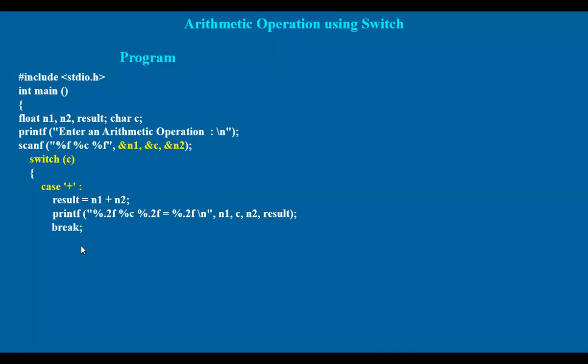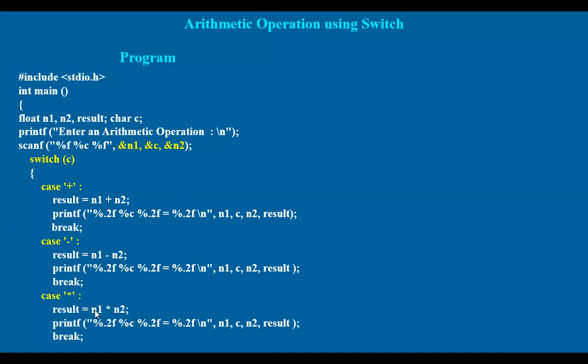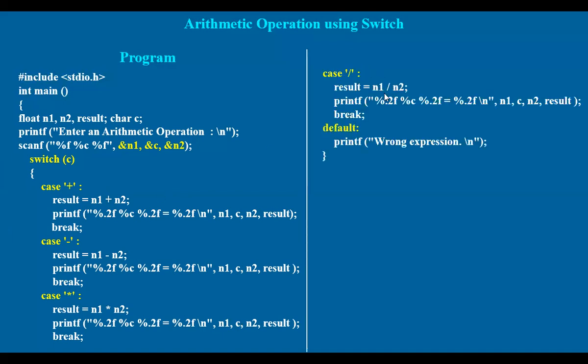Now, break. Repeat the same thing with the other cases. Like minus: in place of plus, you can have minus, and the result is n1 minus n2. Next, another case, multiplication, n1 star n2, n1 into n2. Another case, division, n1 by n2, right? The default case we have also written, that is wrong expression. If you give something other than plus, minus, star and division, then it says it is a wrong expression. Now let us complete this, compile and execute.